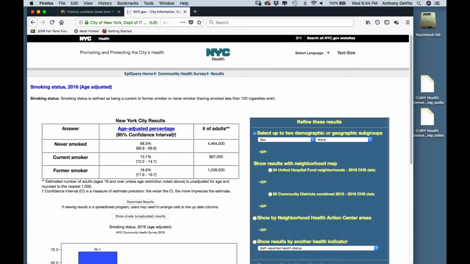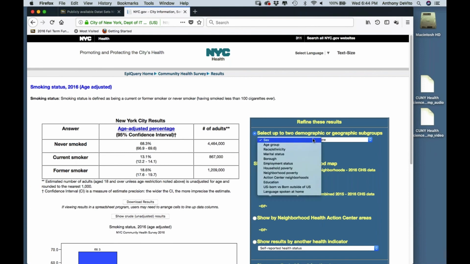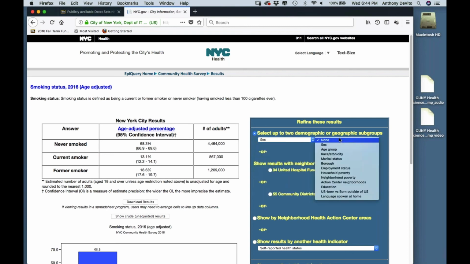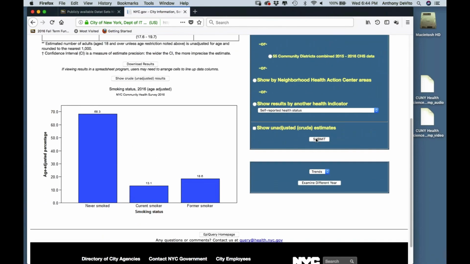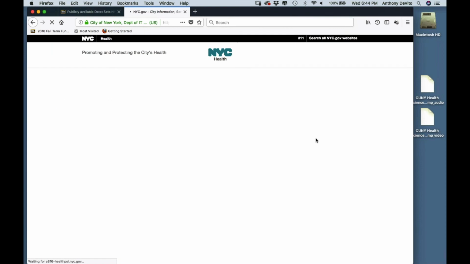The other interesting thing is I can actually take a closer look at this. Let's see what the difference is by different variables. Let's see what the rate of smoking is. I'll leave sex. And let's say marital status. Let's go with that. And I'm going to go ahead and say submit and see what we wind up with.